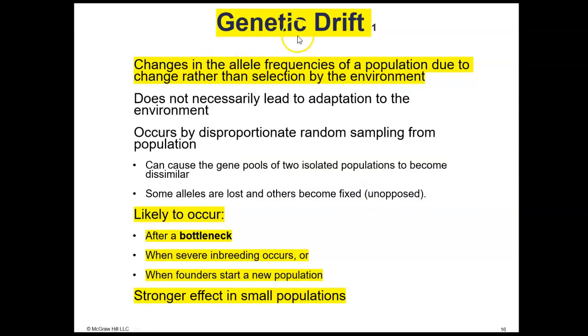Now, genetic drift is defined as the changes in allele frequencies of a population due to chance rather than selection by the environment. This can occur after a bottleneck effect, where a large number of the population is wiped out, when severe inbreeding occurs, or when founders start a new population. The effect is stronger in small populations.